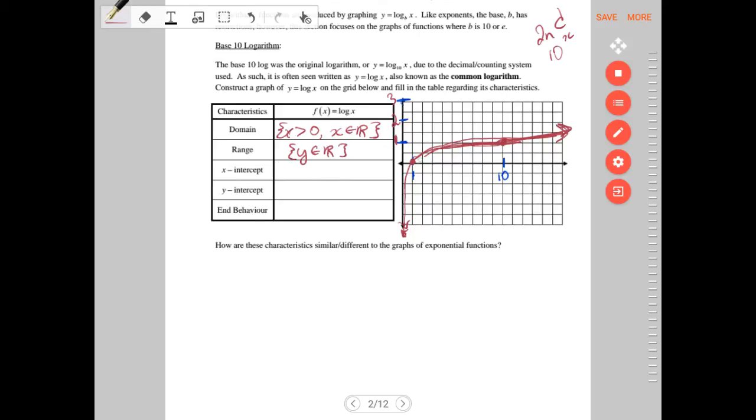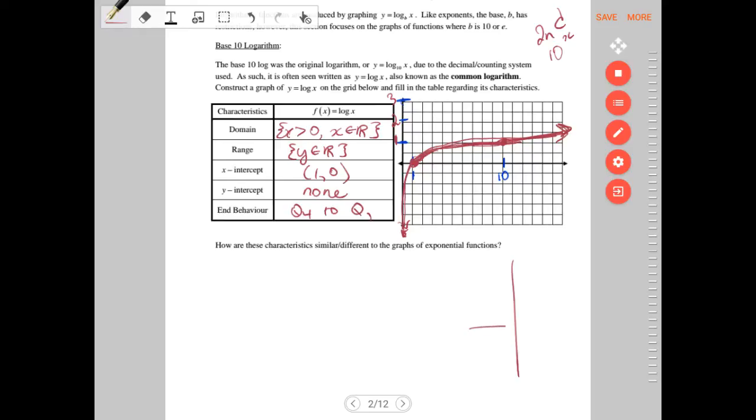The x-intercept, where the graph crosses the x-axis, is here at 1, 0. But because the graph doesn't actually ever touch the y-axis, there is no y-intercept. And behavior goes from Q4, quadrant 4, all the way into quadrant 1. How are these characteristics similar or different to the graphs of exponential functions?